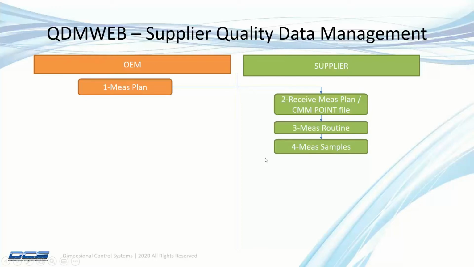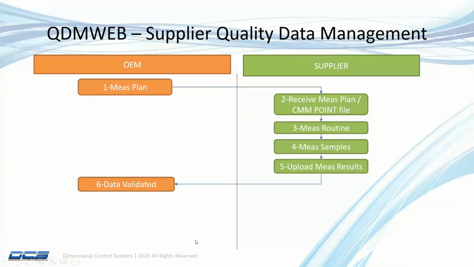Then they use that measurement routine to measure the samples. Let's say they do a 6-piece study or a 30-piece study on the parts. In its native format, whatever software they're using, they can upload those measurement results back to the OEM using QDM Web.